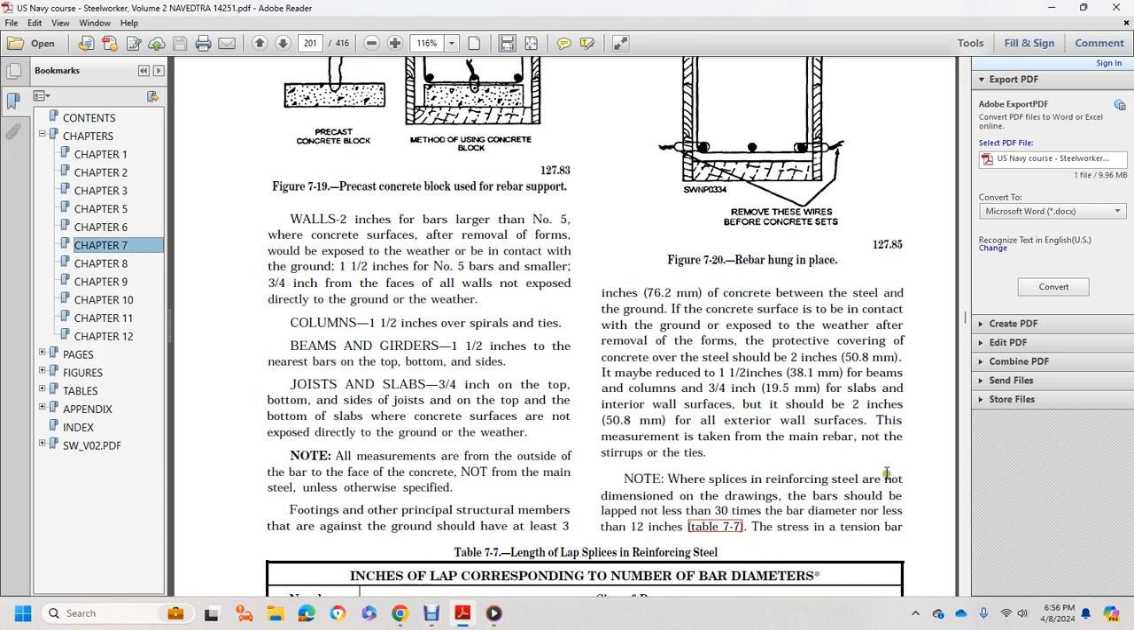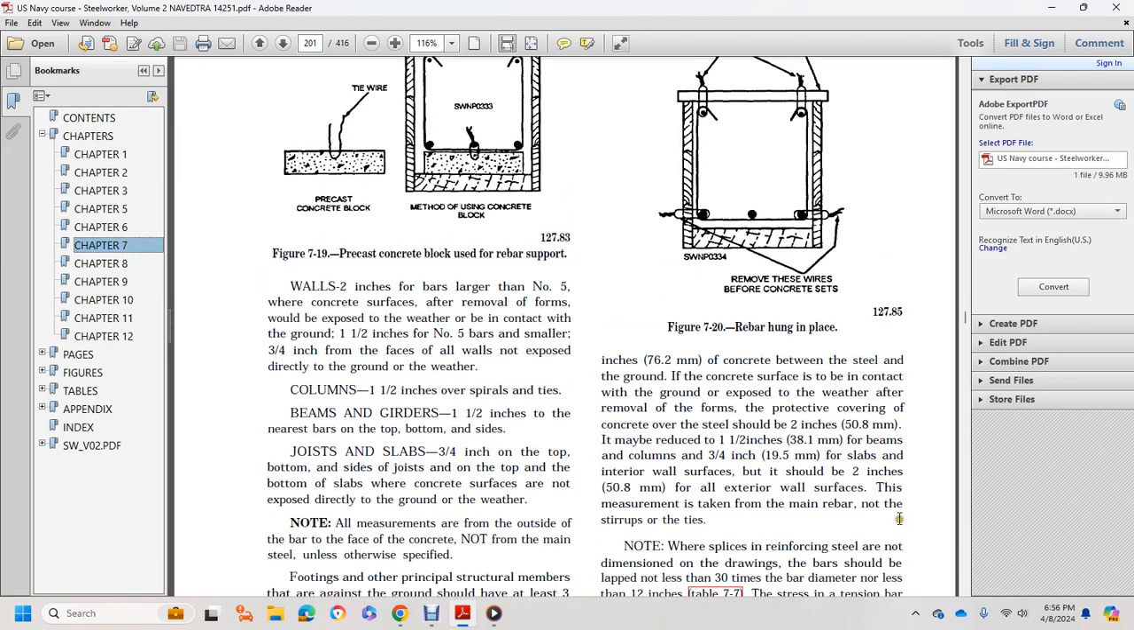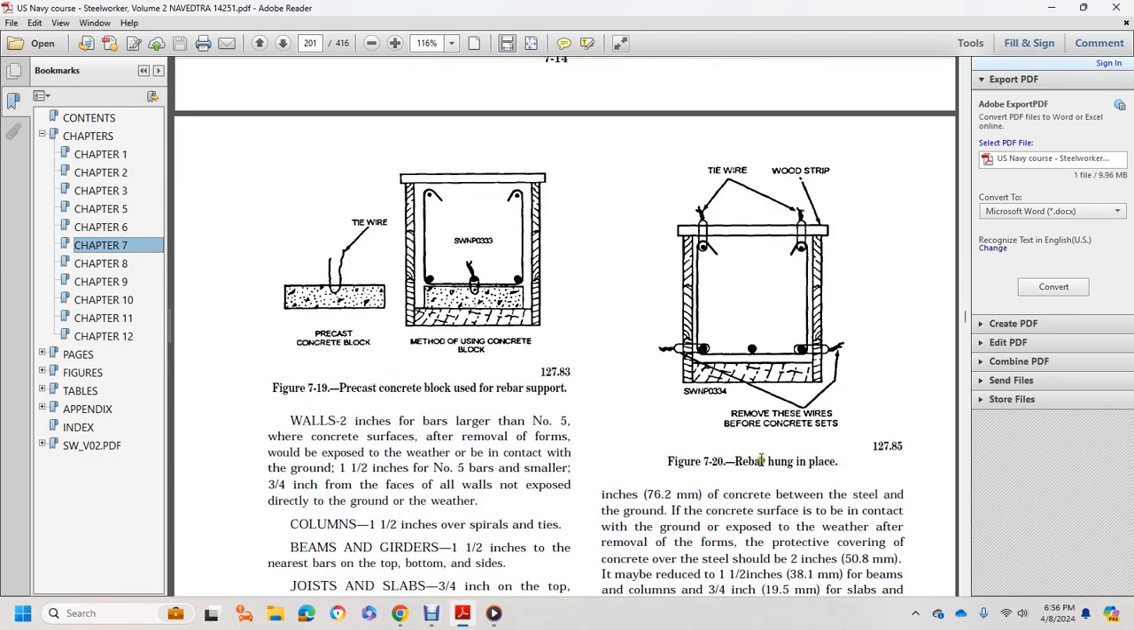Note, whether splicing reinforcement or not, the dimension for the drawing of the bars should be lapped not less than 30 times the bar diameter, nor less than 12 inches. Figure 7.20 shows the trusses of the tension bar, and the rebar hung in place. Remove these wires before the concrete sets.